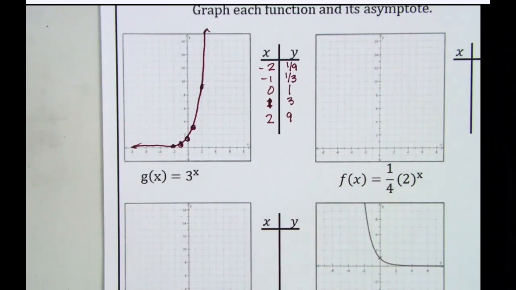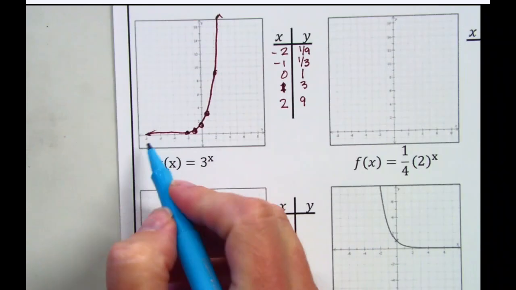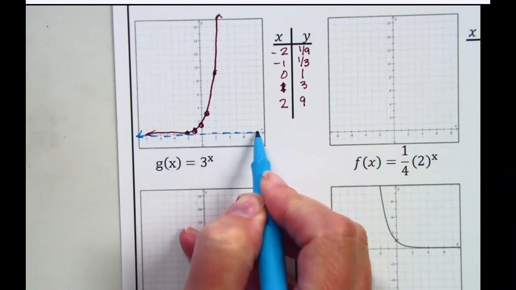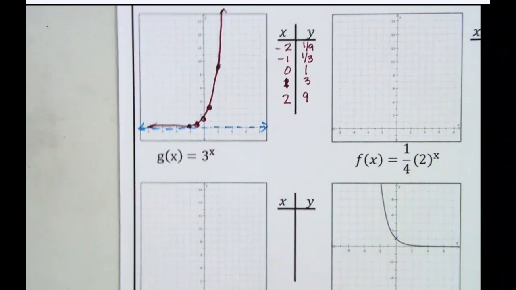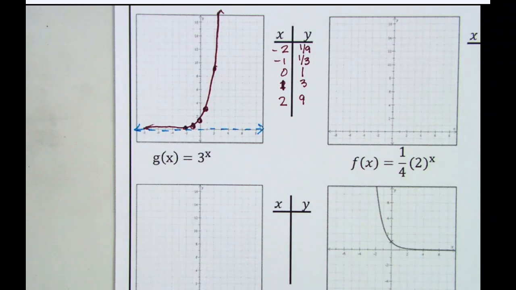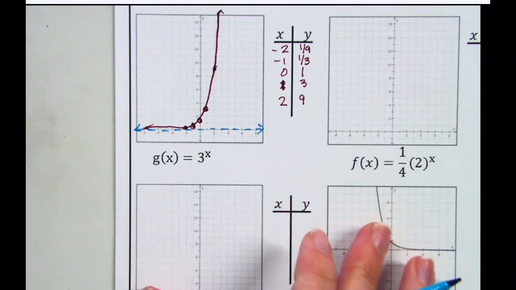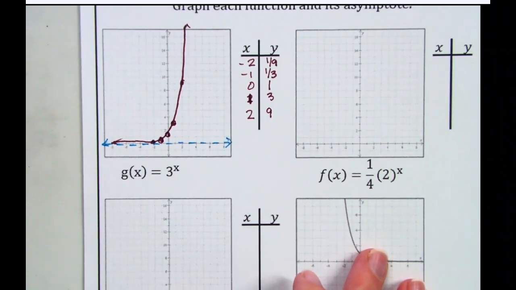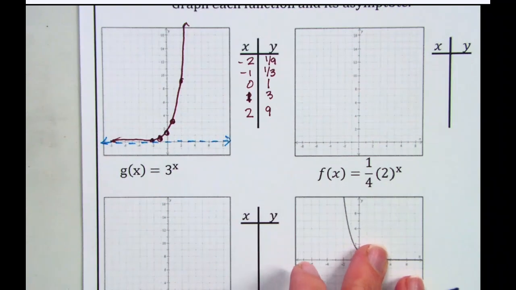The directions up there say graph each function and its asymptote. An asymptote is, I know, a line that your function approaches as it heads toward infinity, okay? So you'll have to, not on all of them, but on several, plot the asymptote. I think we got it. For the most part, I think you do.